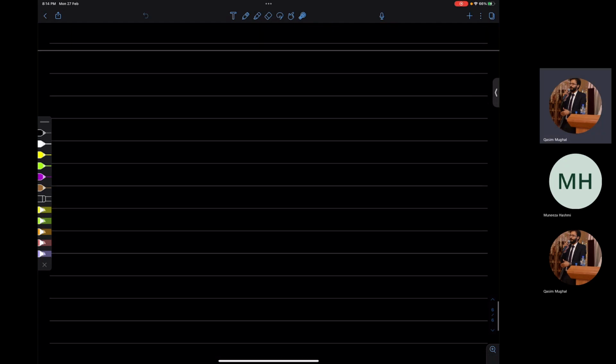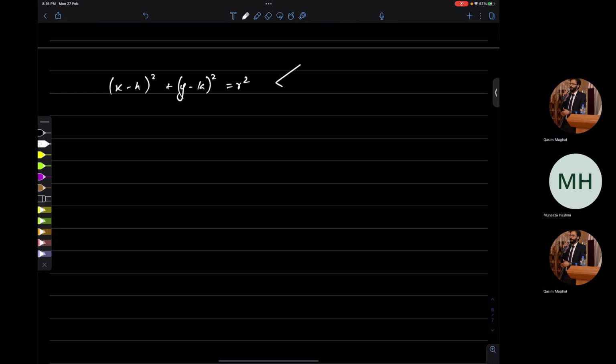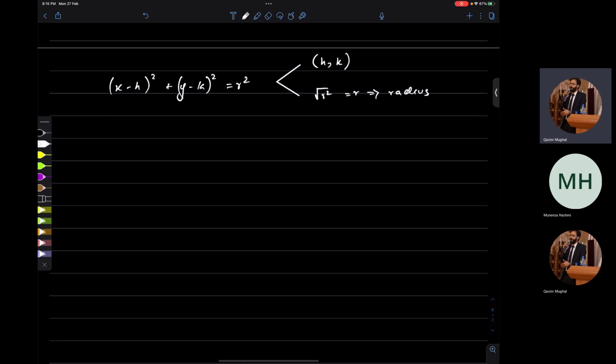All right. So the first thing about today's lesson is just a quick recap. I'm going to write down the equations right in front of you so that we can have that in our head. (x − h)² + (y − k)² = r². If this is the format of the equation of a circle, then the center is (h, k). These are the coordinates for the center of the circle, and the square root of r² gives you the radius of the circle.